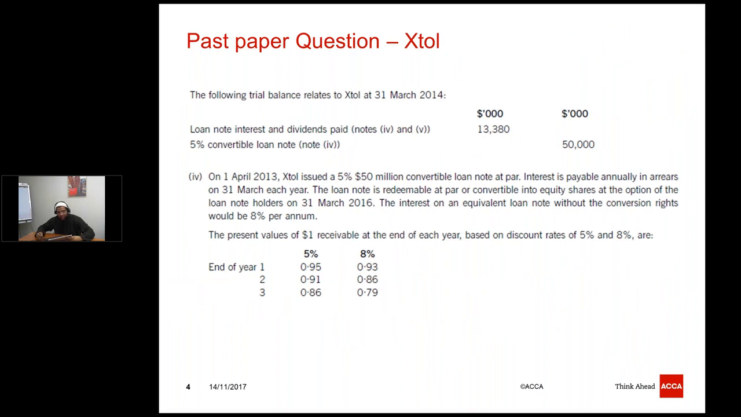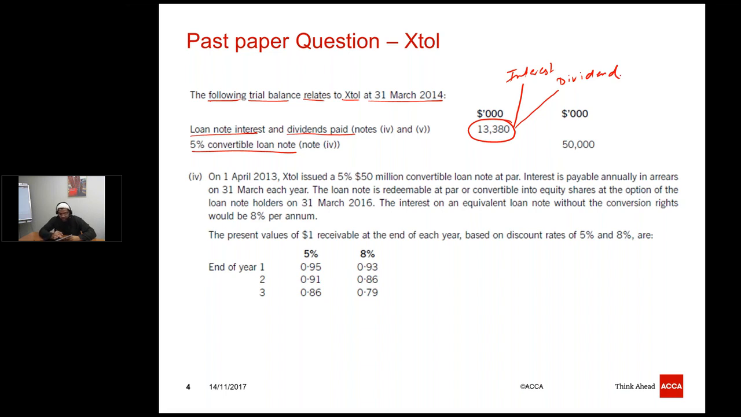Now this time this is a convertible loan notes question, 5% convertible loan note. So this is a hybrid instrument. Now the question says that the following trial balance relates to Extol at 31st March 2014. March 2014 is the year end. And the loan note interest and the dividend paid are given in a combined form. So whenever this is provided in a combined form, you have to break it into the amount of interest and the amount of dividend.